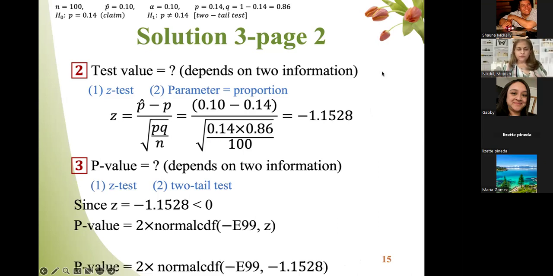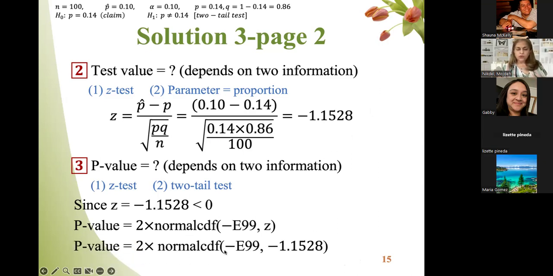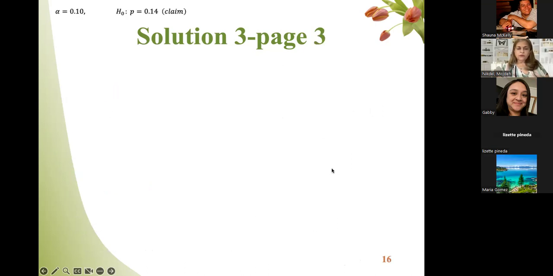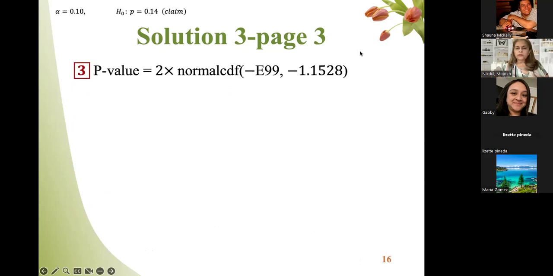So you get 2 times normal CDF of negative infinity, comma, negative 1.1528, from step 2. Okay, I'm repeating this again. This is the last line from the previous step.